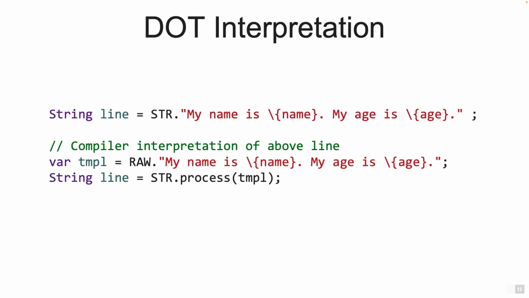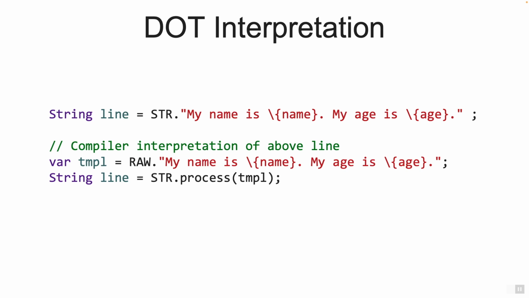Now let's go ahead and look at this dot interpretation. We talked about this dot interpretation. Nowhere else in Java do we have this special syntax. When a dot is used for the special syntax of a template processor, it simply means that the process method is called on the template processor, and the resulting output is the value of the template expression. And you can see how the compiler interprets the line above. It's just creating the string template out of the templated string and then passing it to the process method to get the final output. That's how it interprets the first line.